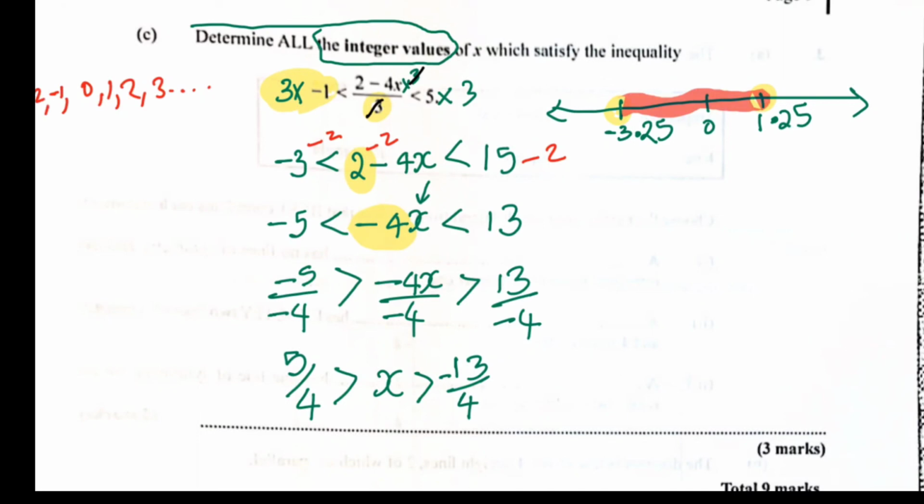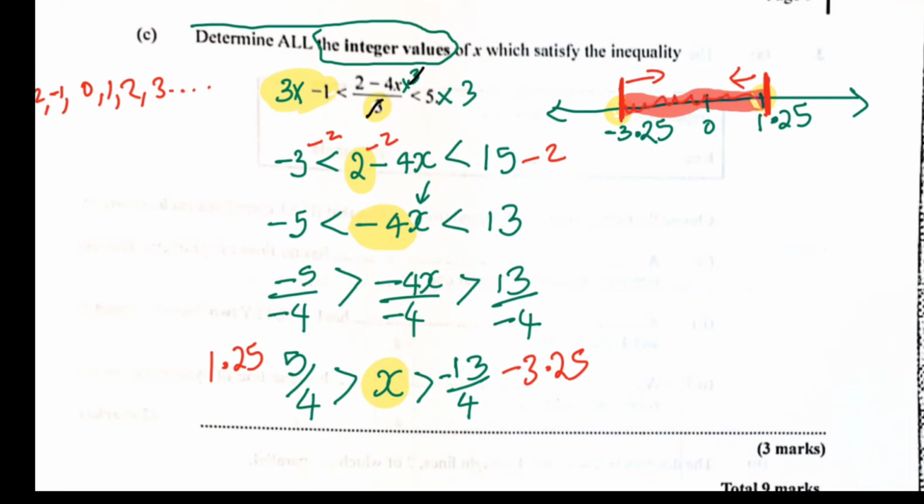So when the question said, determine all the integer values of x that satisfy this, this is telling you, if you're supposed to read this, come back here. This is saying that x is less than 1.25, but it is greater than negative 3.25. This is what it is saying. So greater than is going that way, less than is coming this way. So it is between that, right between here.